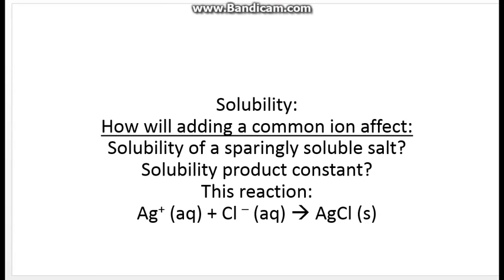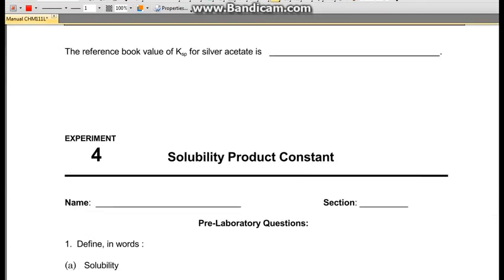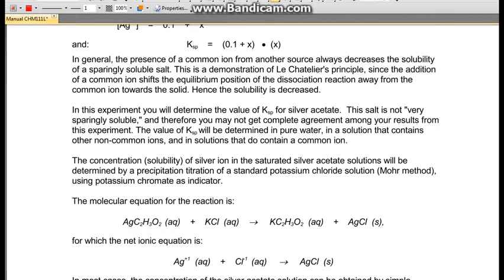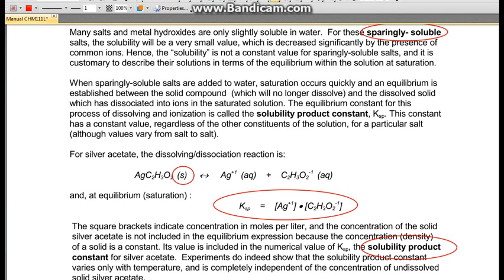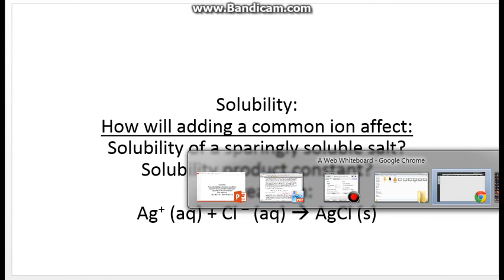So how will adding a common ion affect the following variables? So let's go over some of these variables. The first one is the solubility of a sparingly soluble salt. So if we remember going back into our lab manual to our sparingly soluble salt section, the solubility will be a very small value which is decreased significantly by the presence of common ions.